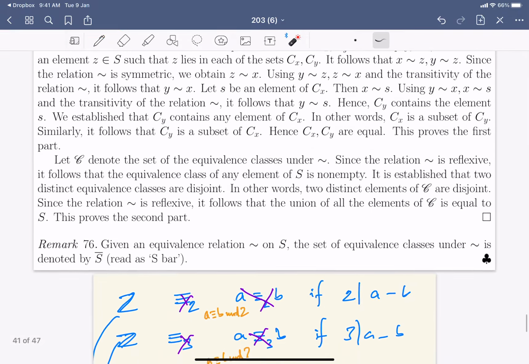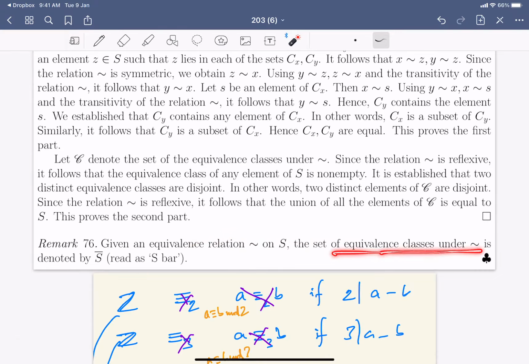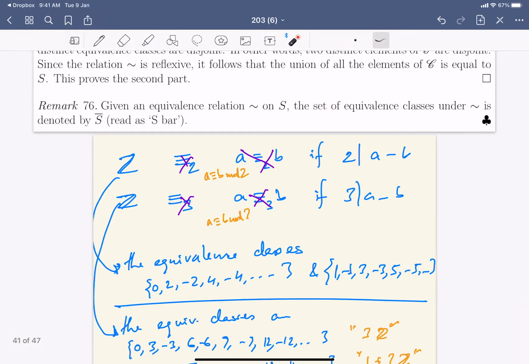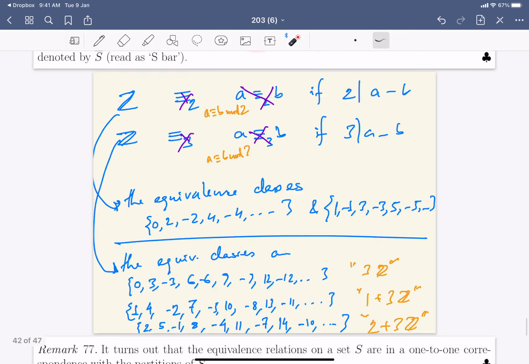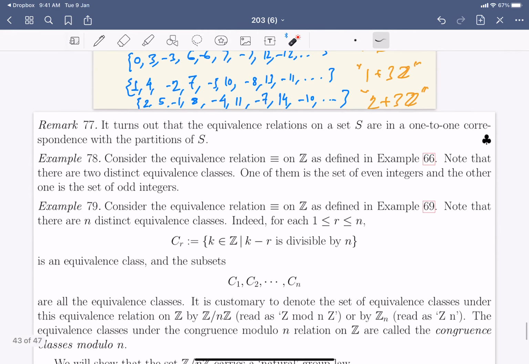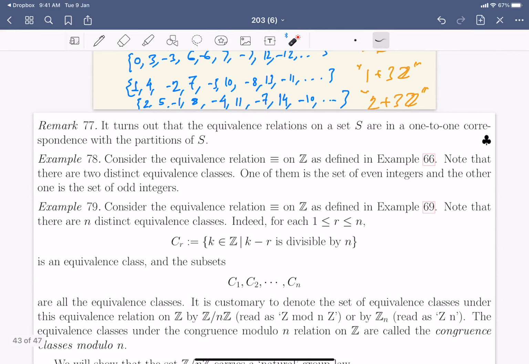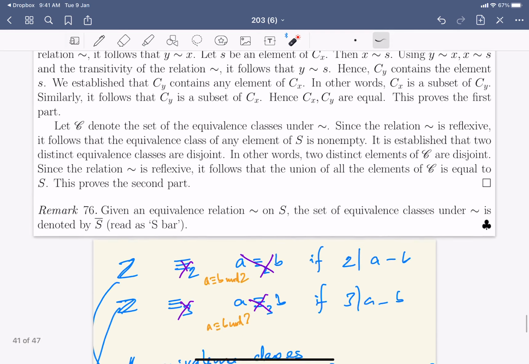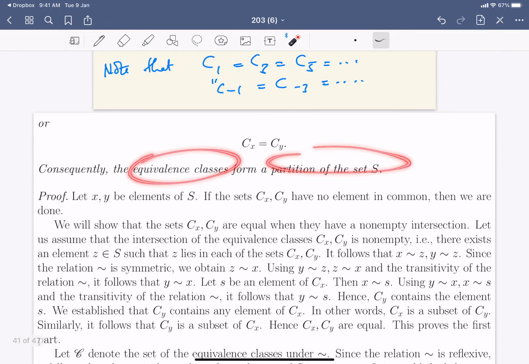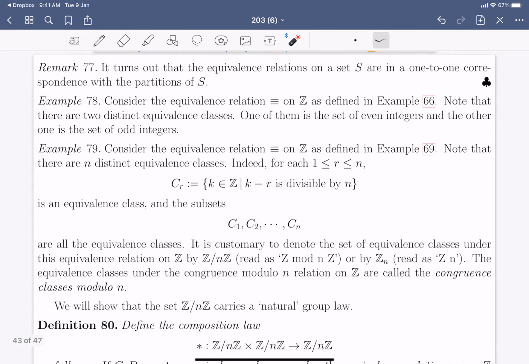Anyway, the set of all equivalence classes under an equivalence relation tilde is denoted by S bar. Sometimes we may write S bar sub tilde, just to refer to the equivalence relation. It turns out that the equivalence relations on a set S are in one-to-one correspondence with the partitions of S. We have already seen that if you give me an equivalence relation, then the corresponding equivalence classes form a partition of the set S. One can also show that if you have a partition of a given set S, that corresponds to an equivalence relation, and one can define the correspondence in such a manner that the equivalence relations on a set S are in one-to-one correspondence with the partitions of S.